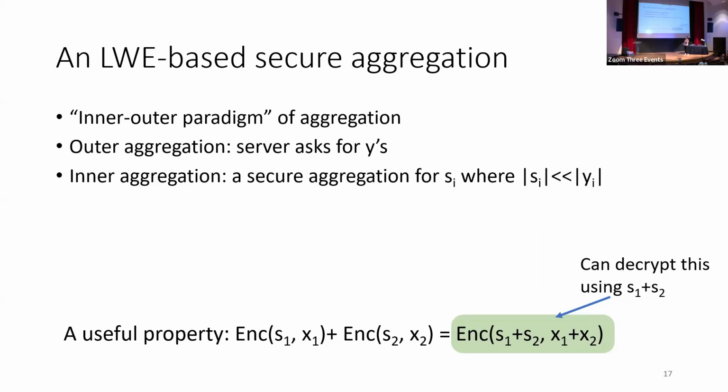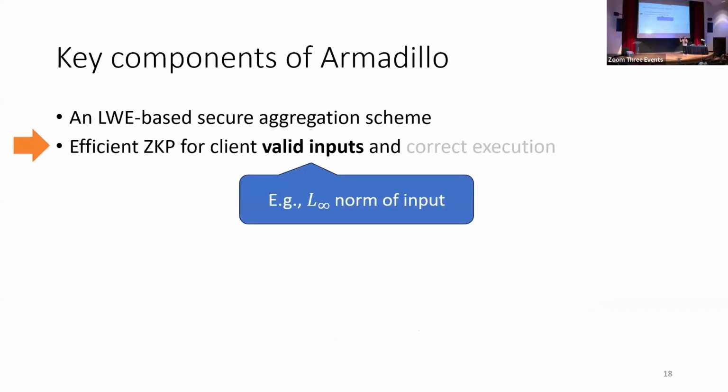Just to recap, we call this the inner-outer paradigm. The outer aggregation is that each client sends an encrypted vector to the server. This is just a single round trip. Then we execute the inner aggregation, where the server and the clients run an aggregation protocol on the short seeds S1, S2, and so on. But I want to say that this protocol is not the fastest secure aggregation protocol. So why are we doing that?